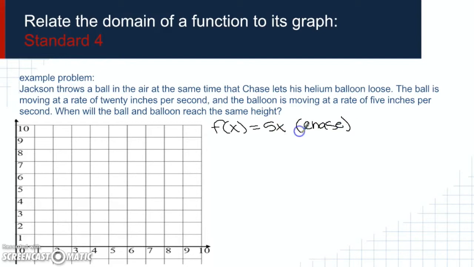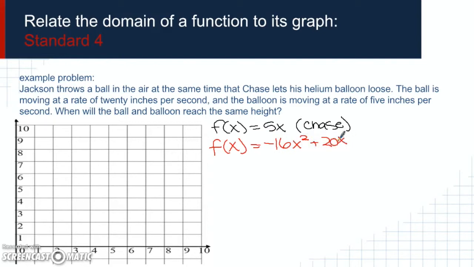All right. And the equation for Jackson, since as well f of x is height in inches and x is seconds, and negative 16x squared represents the force of gravity, his equation is f of x equals negative 16x squared plus 20x.